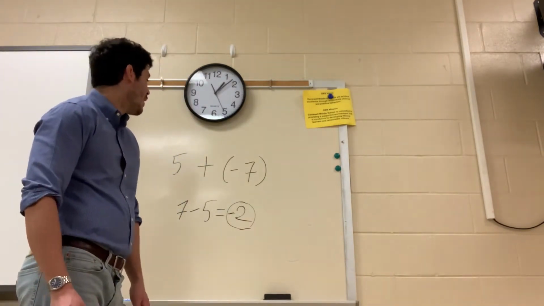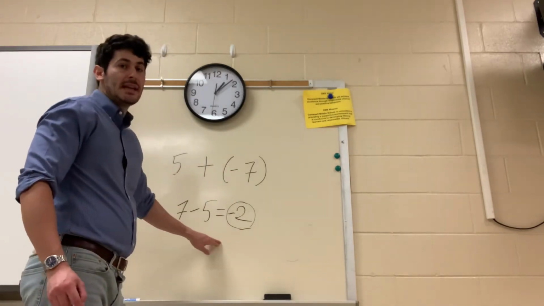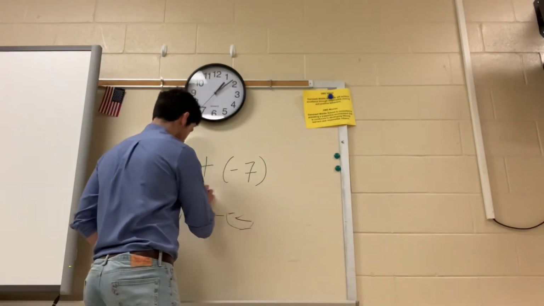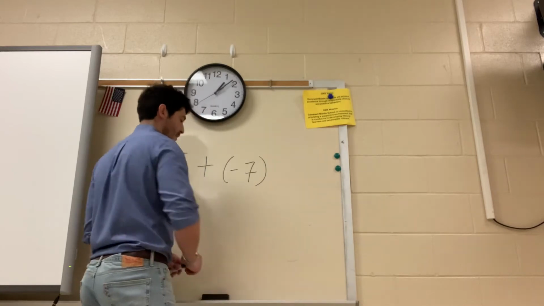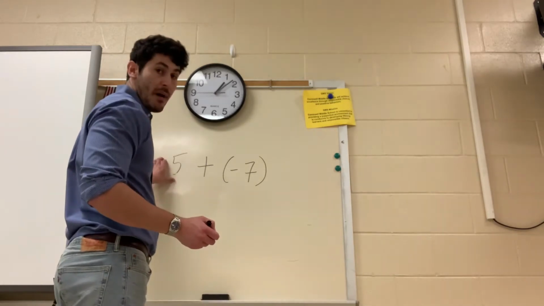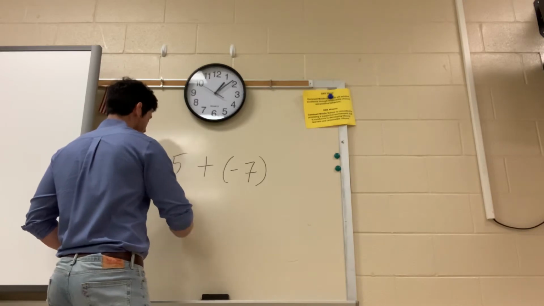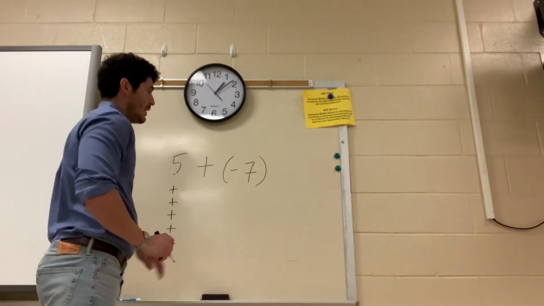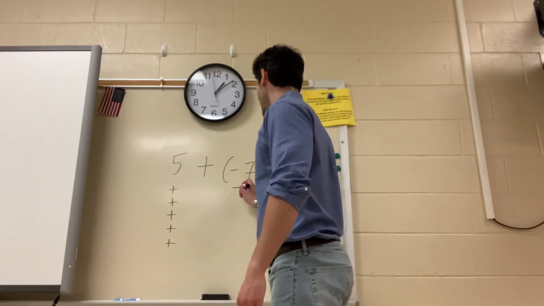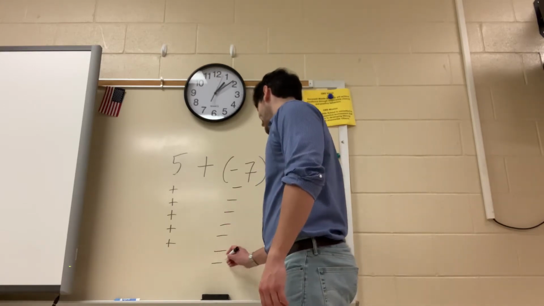So once again, we pick the bigger number, we subtract the smaller number, and then we keep the sign of the bigger number. Now, another way that you can use to solve this problem is this. I'm going to draw 5 pluses here because I have a positive 5 here. So 5 plus 1, 2, 3, 4, and 5. Here, I'm going to draw 7 negative signs. 1, 2, 3, 4, 5, 6, and 7, right?